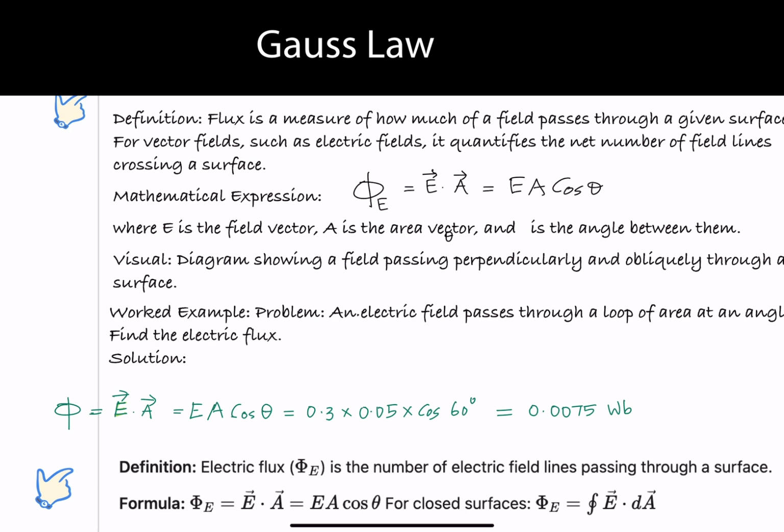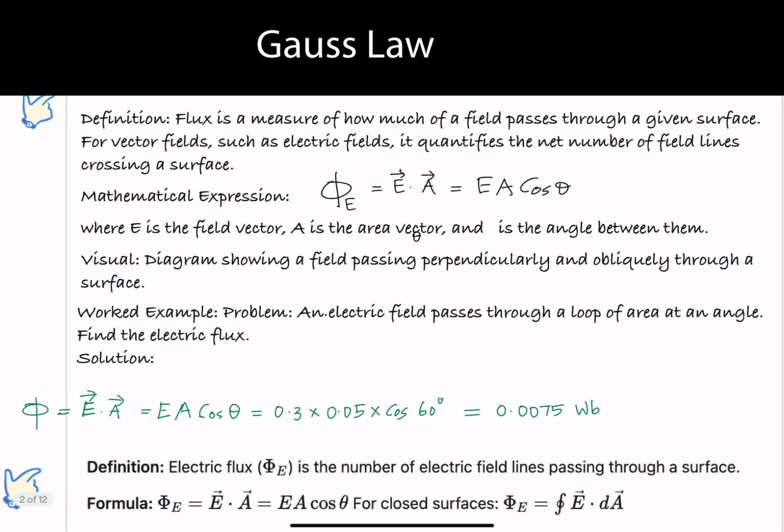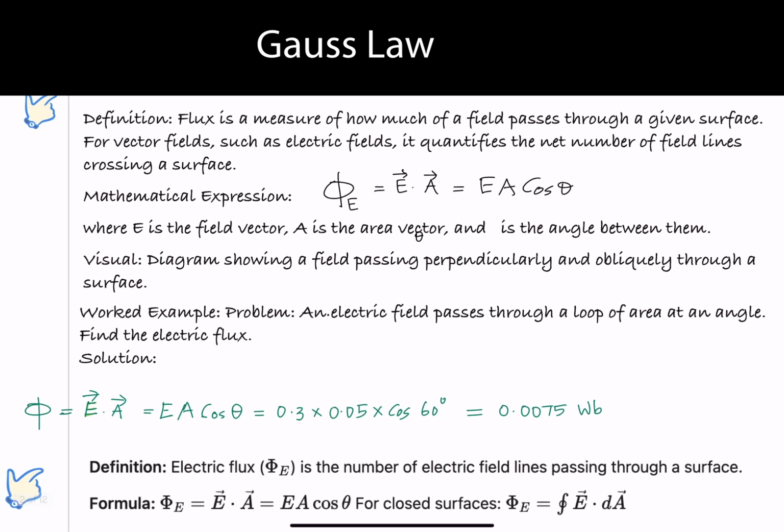So here's an example. An electric field passes through a loop of area at an angle. Find the electric flux. The angle is given as 60 degrees, but that's not shown there. And so as you can see, phi is E dot A, which is EA cosine theta. When you do the math, you get 0.0075. And the unit of electric flux must be Newton per coulomb times meter square.